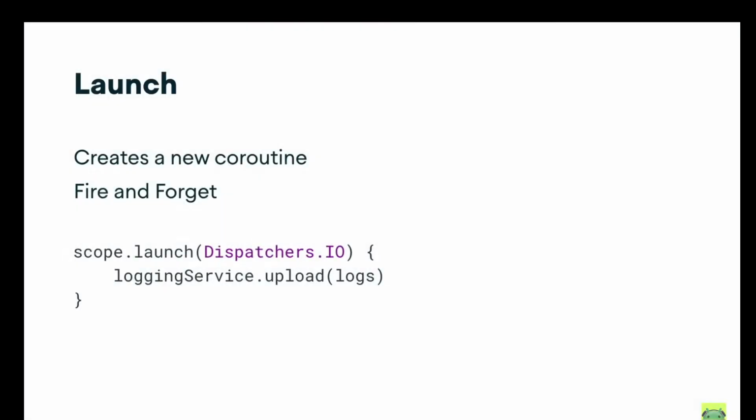So launch is going to create a coroutine that is meant to be fired and forgotten. Imagine that we have our logging service where we can upload logs that happened in our application. So we can use scope.launch to trigger that computation, and that's it. We don't care about it anymore. That's launch.